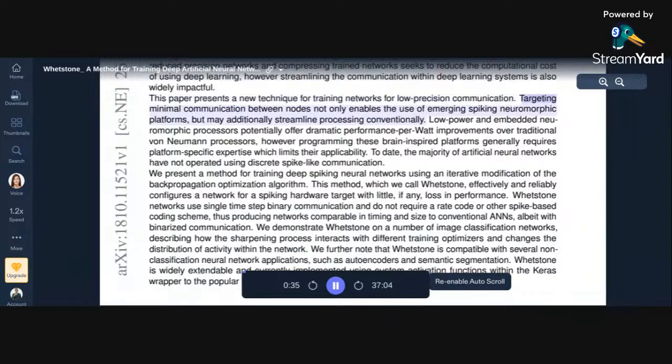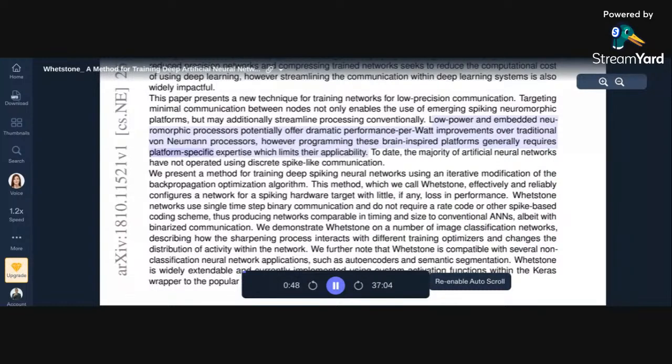Targeting minimal communication between nodes not only enables the use of emerging spiking neuromorphic platforms, but may additionally streamline processing conventionally. Low power and embedded neuromorphic processors potentially offer dramatic performance per watt improvements over traditional von Neumann processors.